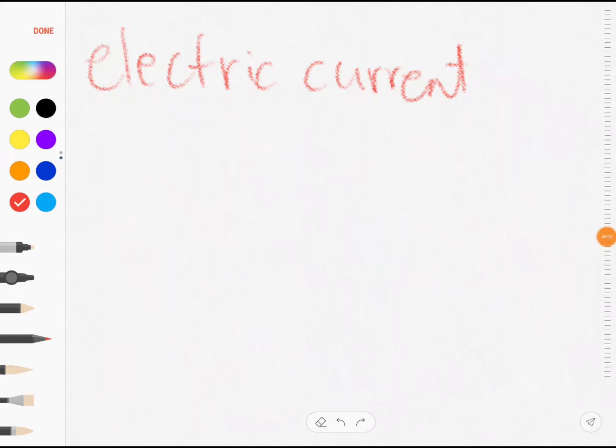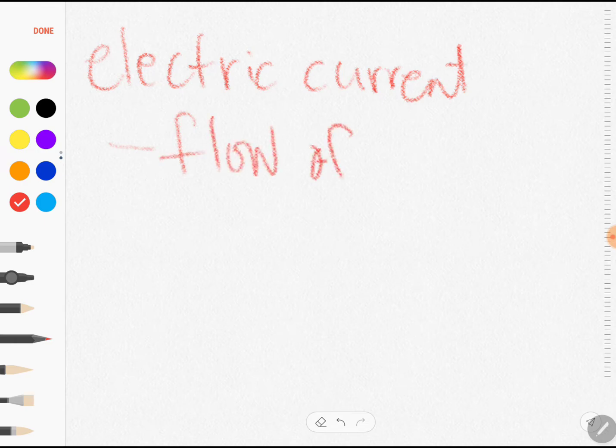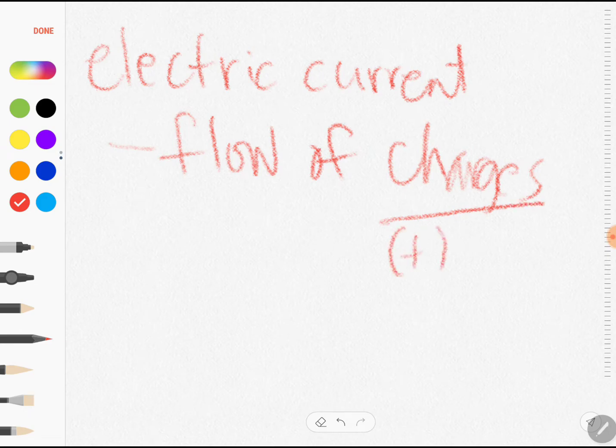So after learning about static electricity, we are now going to learn about electric current. First, what is electric current? Electric current is the flow of charges. And what are these charges? These charges can either be the positive charges and negative charges.